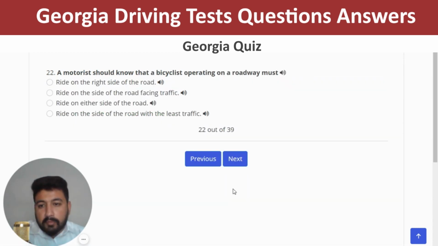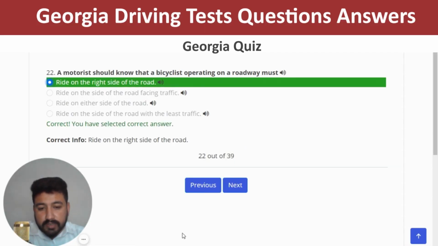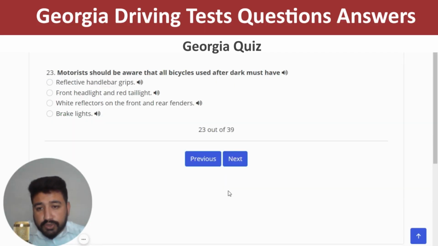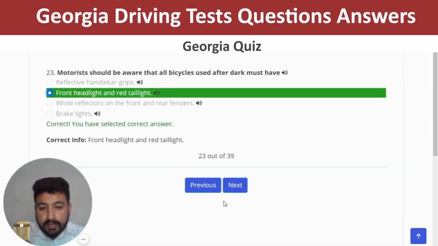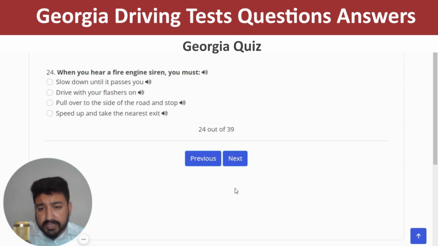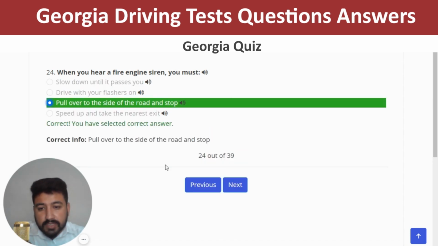Yeah, next. A motorist should know that a bicyclist operating on a roadway must. So the right answer is ride on the right side of the road. So first option should be the right one. Yeah, and next. Motorists should be aware that all bicycles used after dark must have. So the right answer is front headlights and red taillights. And next. When you hear a fire engine siren, you must. So the right answer is the third one, which is pull over to the side of the road and stop. You have selected the correct one.